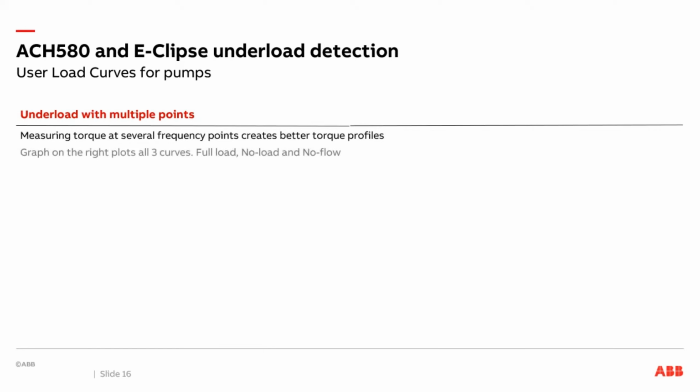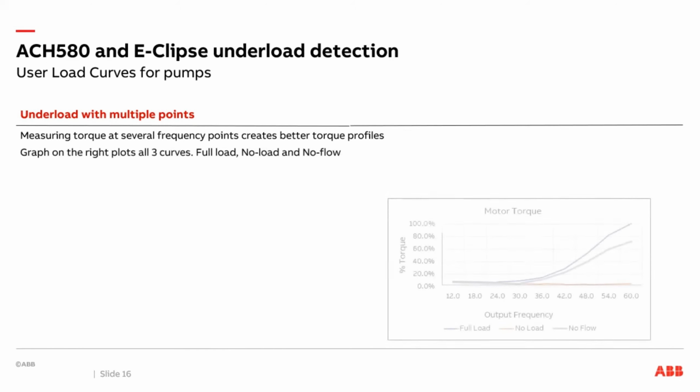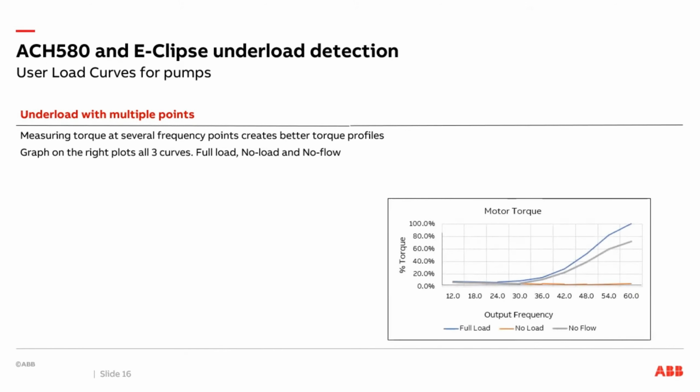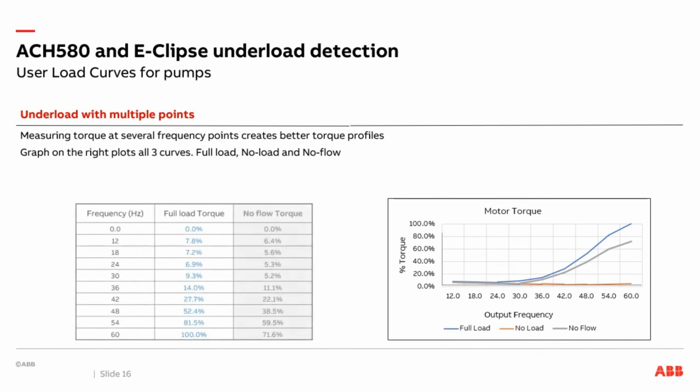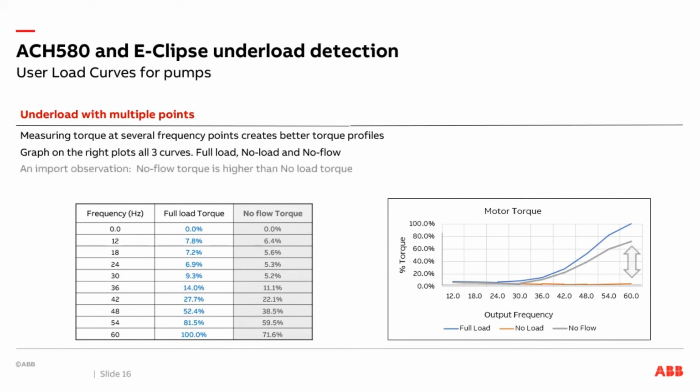The graph on the right plots all 3 torque curves, including the no-flow curve, and the table on the left shows the data for these torque measurements. An important observation is that no-flow torque is higher than no-load torque, and that means a single load point is not enough to determine if the pump is working correctly.